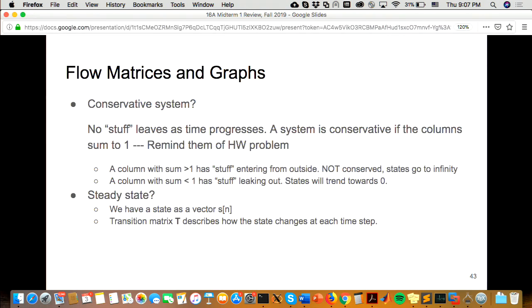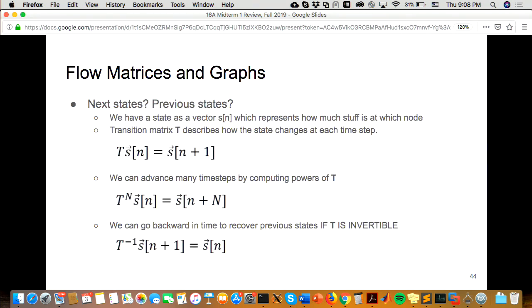So, as we said, if you have sums greater than 1, stuff enters the system. If you have sums less than 1, stuff leaks out of the system, and states will tend towards 0. So they'll become neutral to each other, or they infinitely love or hate each other, right? Now, what we're interested in is if we apply this transformation multiple times, is this system ever going to reach a steady state, right? So if I apply T to a certain state, will the next step be the same as the previous one? And this will happen when? This will happen only when I have an eigenvalue of 1.